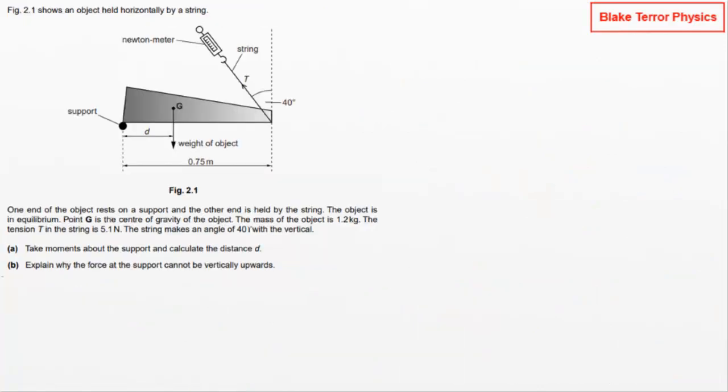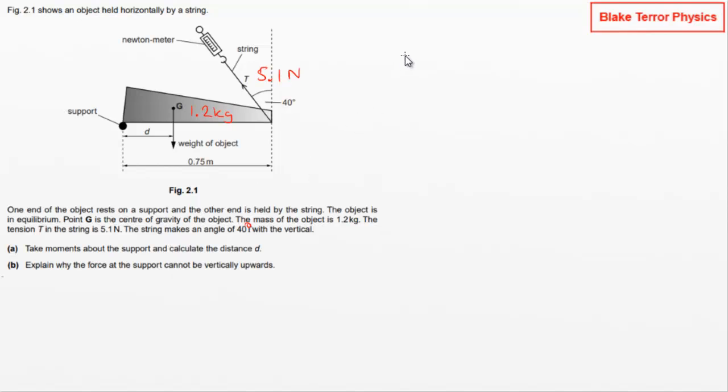All right, next up we've got figure 2.1 showing an object held horizontally by a string. Right, this has got moments written all over it looking at this picture. One end of the object rests on a support, the other end held by a string. The object is in equilibrium. Point G is the center of gravity. The mass of the object is 1.2 kilograms. The tension in the string is 5.1 newtons. The string makes an angle of 40 degrees with the vertical. Take moments about the support and calculate the distance d.